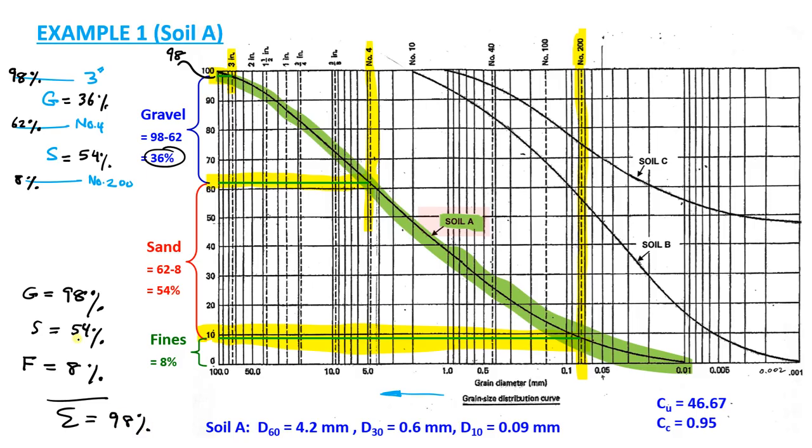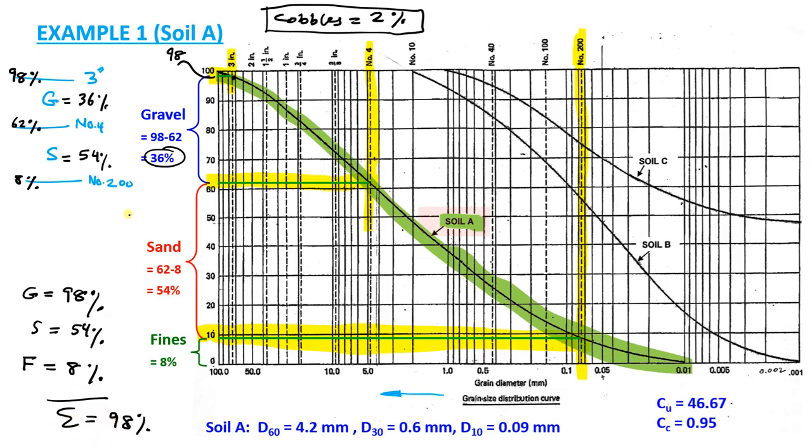Because everything is not passing the 3-inch sieve. Passing the 3-inch sieve is 98%, which means there are 2% particles bigger than 3-inch, and those are actually cobbles. So in this soil the cobbles are 2% of the weight, but in classification cobbles are not used. I just wanted to show you why the sum is not 100. If you add 2% cobbles, we get 100%.